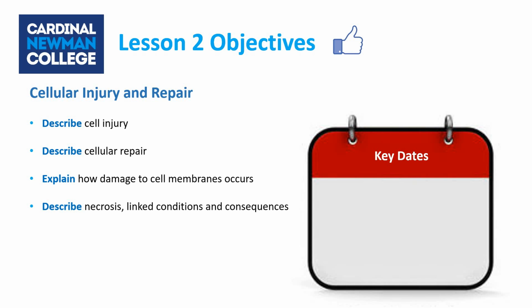Lesson 2, cellular injury and repair. So we want to describe cell injury, describe cellular repair, explain how damage to cell membranes occurs, and describe necrosis, link conditions and consequences.